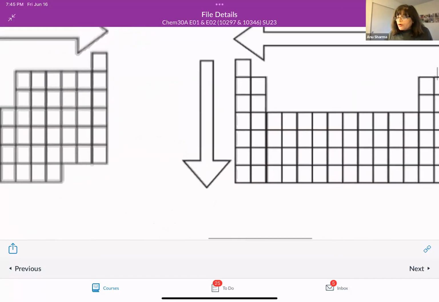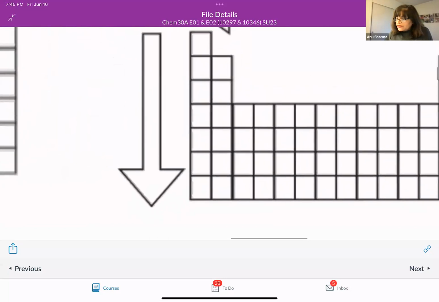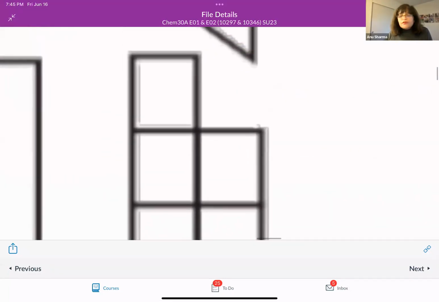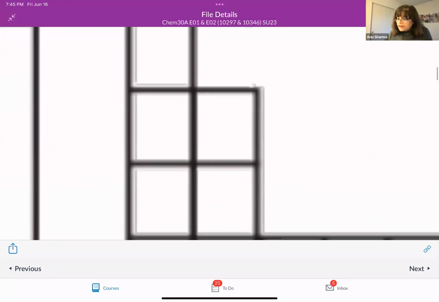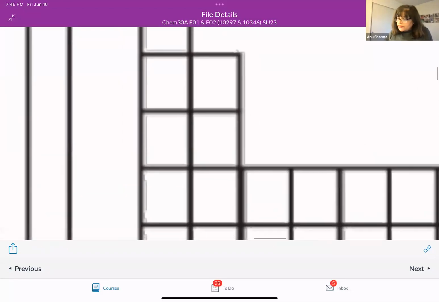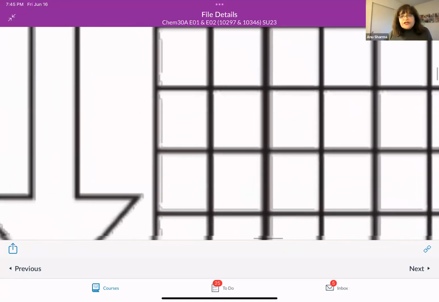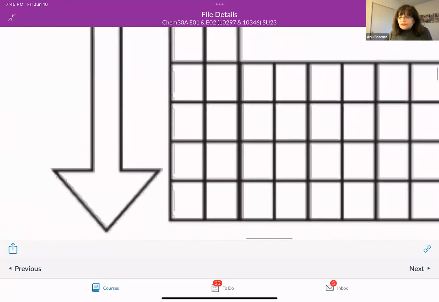When you go top to bottom, what are you increasing? You're basically increasing the energy level. So in the first row, they have only one energy level. Second row, two energy levels. Third row, three energy levels. Fourth row, four energy levels. Fifth row, five energy levels. Sixth row, six energy levels, and so forth.